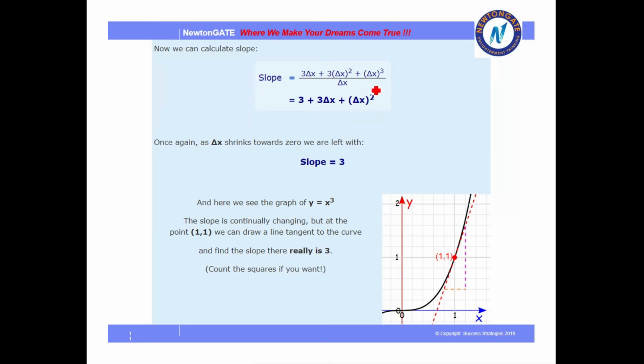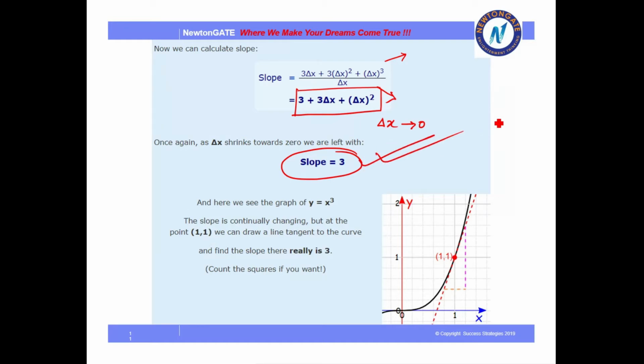So slope is, as we know, change in y divided by change in x. So this is change in y and this is change in x. Now we get 3 plus delta x and delta x square. Now taking delta x to be tending towards 0, we find the value of slope equal to 3, and this is the slope.